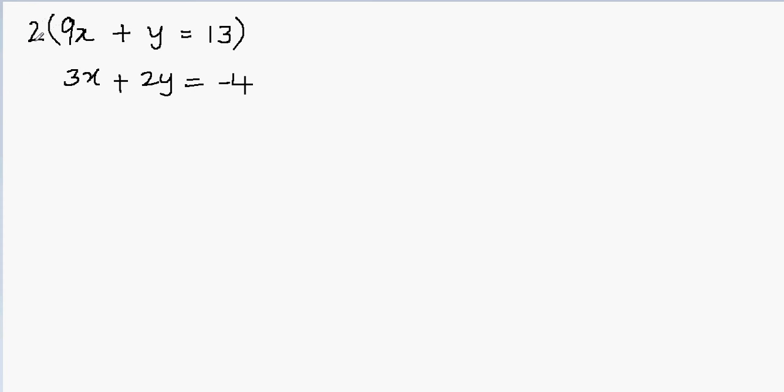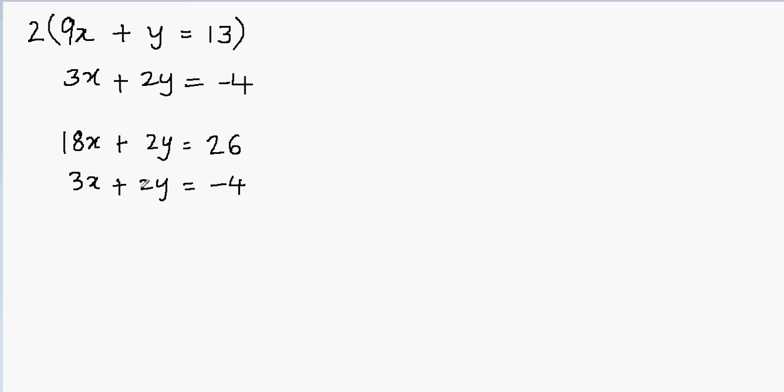Now if you remember the rule for multiplying, you have to distribute 2 inside every single term. And when you do an operation to one side, you have to do the same thing to the other side as well. That's why I'm multiplying 2 with 13 as well. So 2 times 9x will give me 18x, plus 2 times y will be 2y, and then 2 times 13 will give me 26. And then I have the second equation, 3x plus 2y is equal to negative 4.